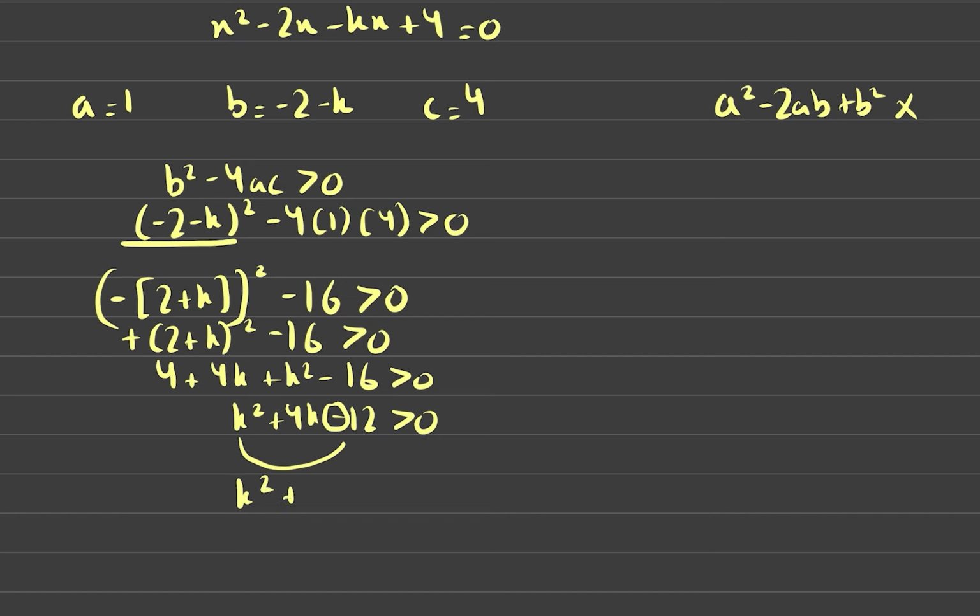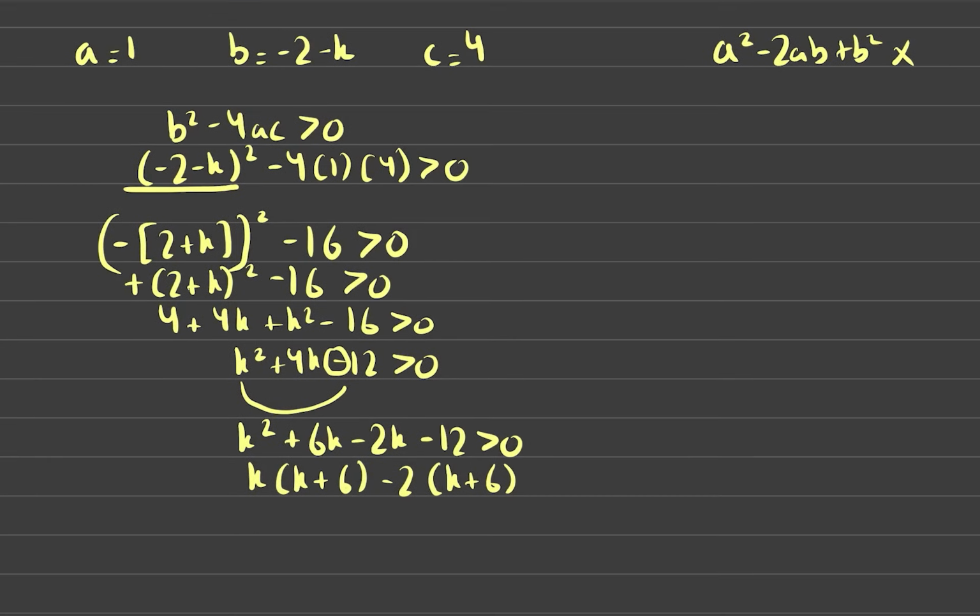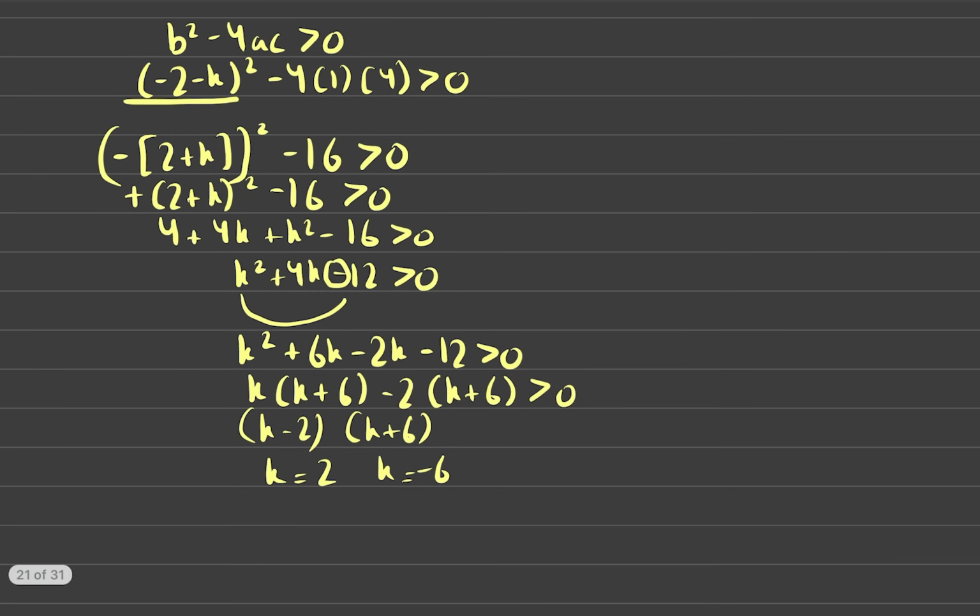So, k square plus 6k minus 2k minus 12 greater than 0. Take k common, k plus 6. Take minus 2 common, k plus 6 greater than 0. So k minus 2 and k plus 6. So one k is 2, one k is minus 6. In case of greater, what did I teach you? Less than smaller value and greater than bigger value. That's it.